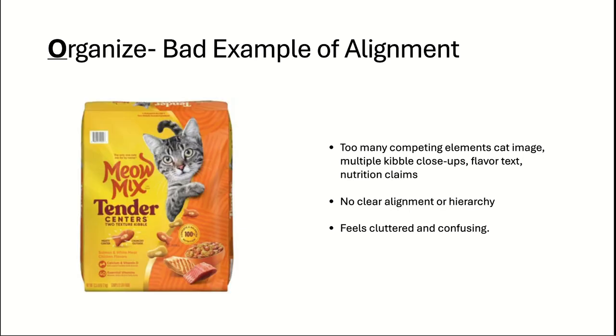We have the bad example of alignment. So there's too many competing elements: cat image, multiple kibble close-ups, flavor text, and nutrition claims. So it has all of those things on the bag. Then we have no clear alignment or hierarchy. It feels very cluttered and confusing. There's just things absolutely everywhere on this bag.